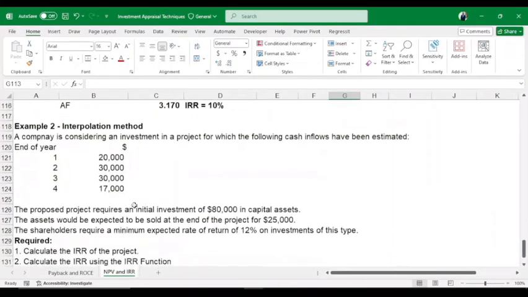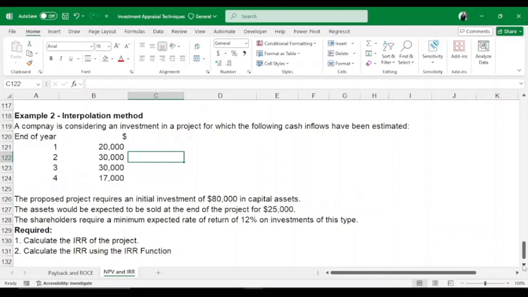All right, so here we are in Excel. We are looking at example 2 using the linear interpolation formula. So this is our example. A company is considering an investment in a project for which the following cash flows have been estimated. End of year 1, 20,000, year 2, 30,000, year 3, 30,000, year 4, 17,000. So these are the cash flows from the proposed project.